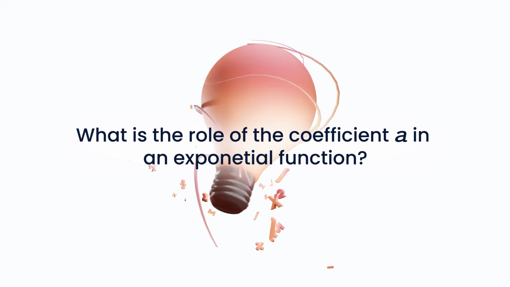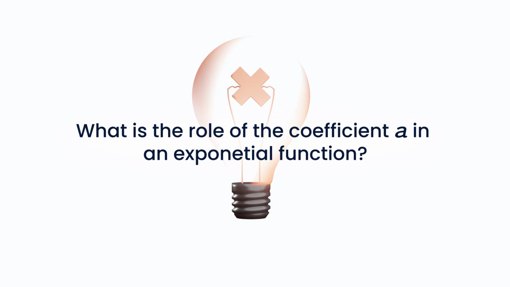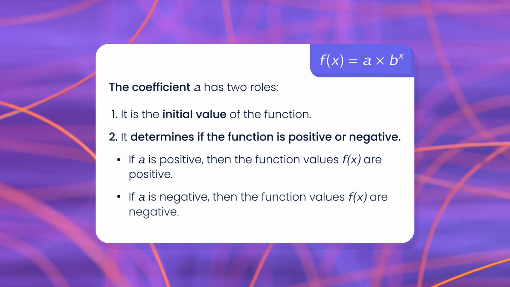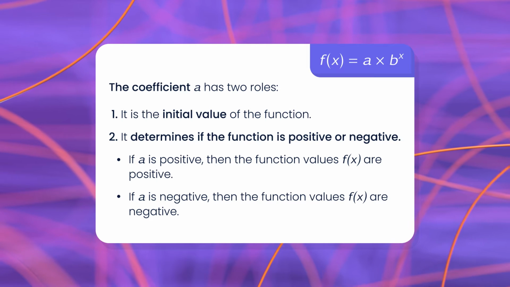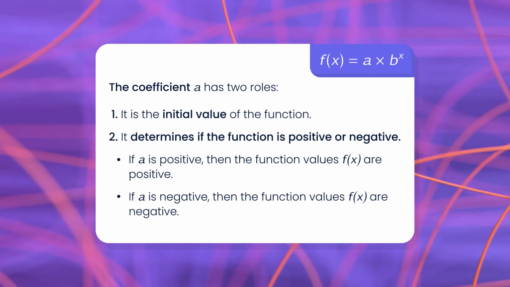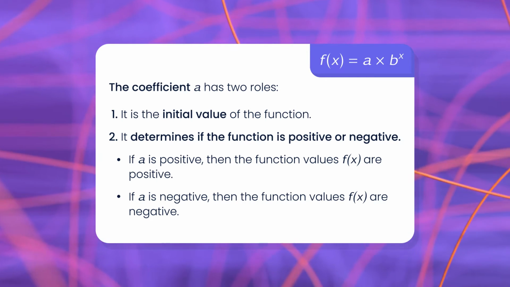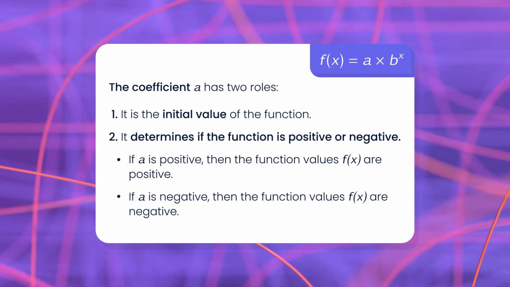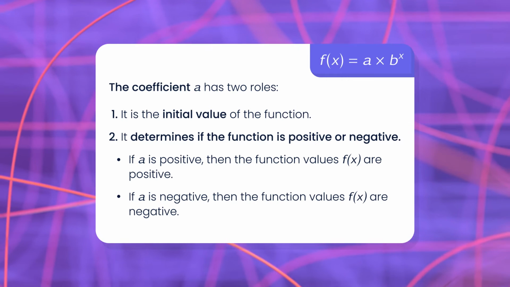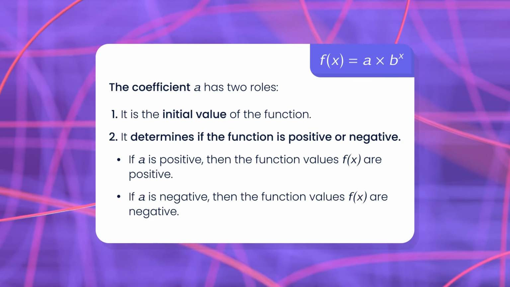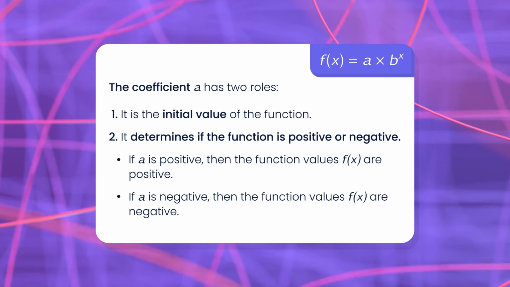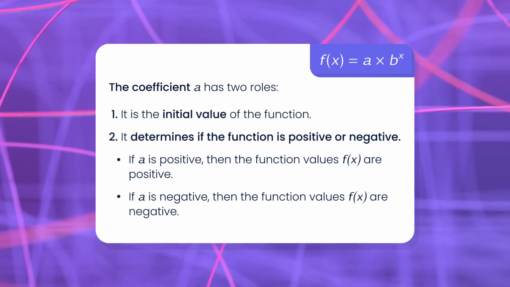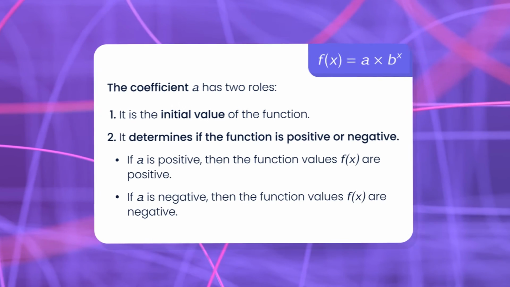What is the role of the coefficient a in an exponential function? The coefficient a has two roles. 1. It is the initial value of the function. 2. It determines if the function is positive or negative. If a is positive, then the function values f of x are positive. If a is negative, then the function values f of x are negative.